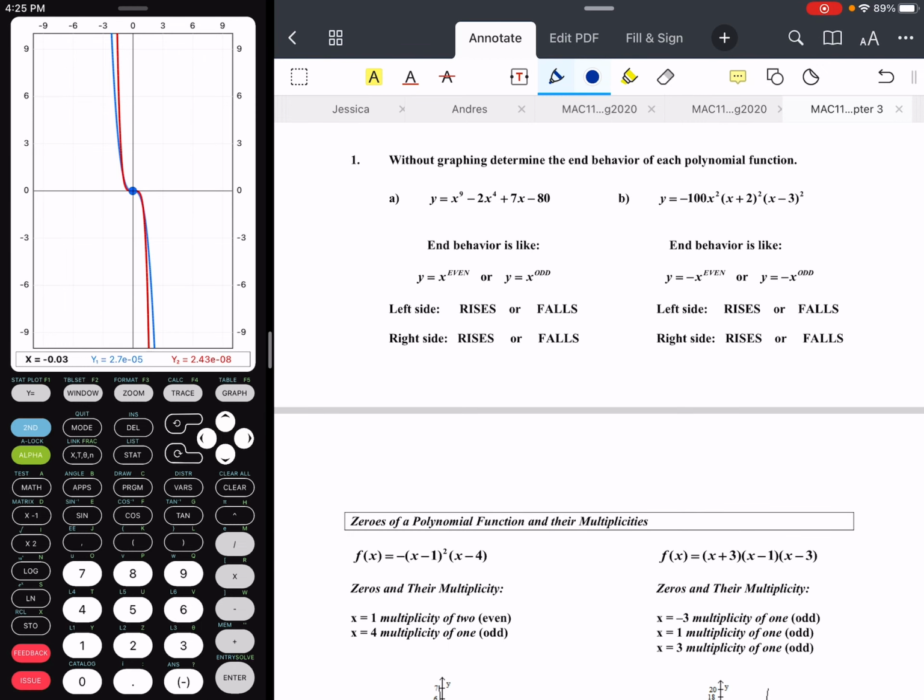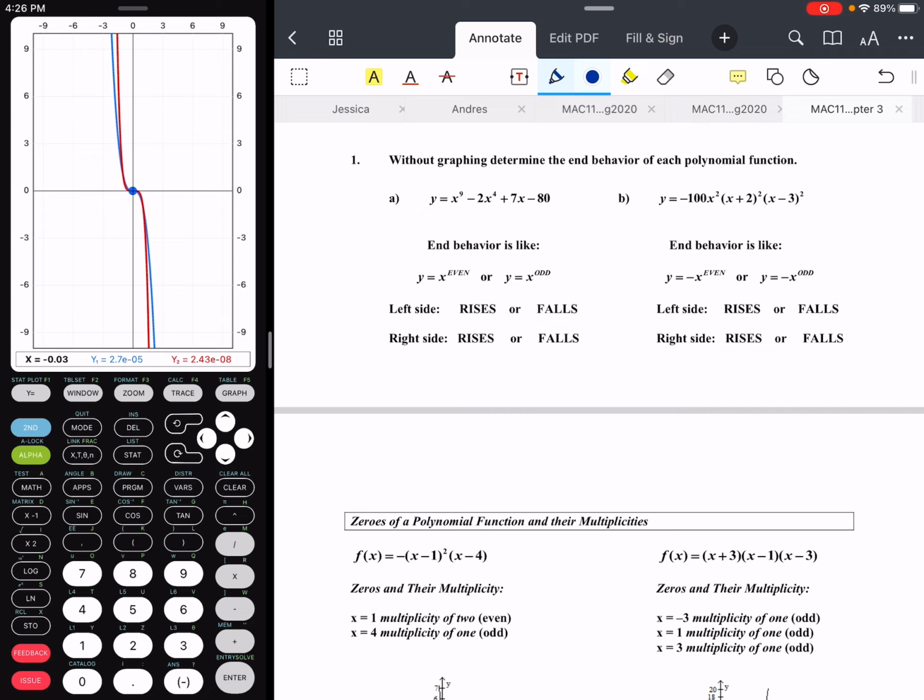All right, so number one, without graphing, determine the end behavior of each polynomial function. So in A and B, these look way more complicated than what we just looked at, right? So what I want you guys to focus on is what's called the leading term. I want you guys to look at the highest exponent, so the degree of the function.